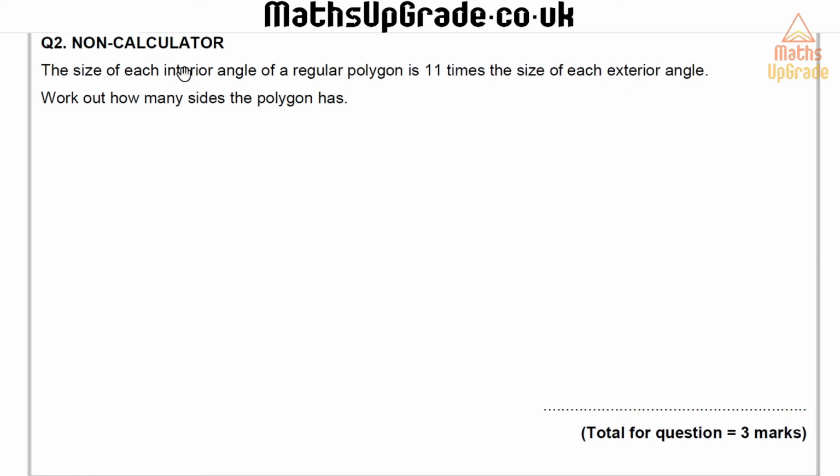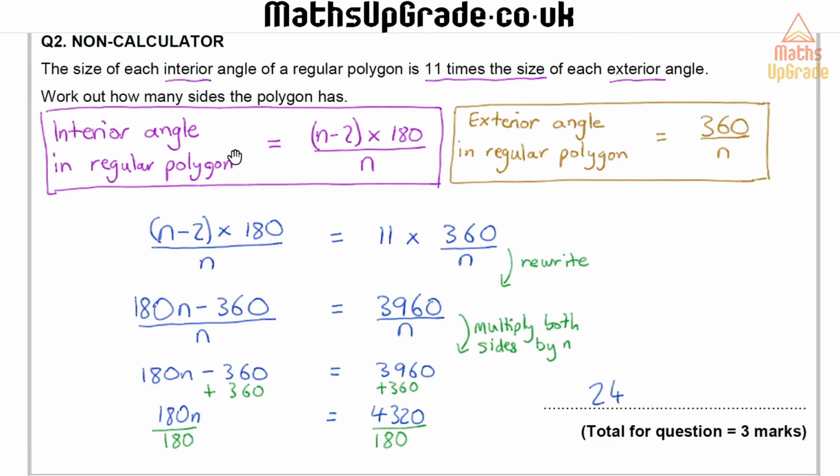Okay, so you need to know the two formulae here, and the two formulae are these two. So the interior angle in a regular polygon is the sum of angles divided by the number of sides, and the exterior angle in a regular polygon is always going to be 360 divided by the number of sides. So I'm told that the interior angle is 11 times the size of the exterior angle. So this expression here is going to be equal to 11 times that expression there. So that's where that equation comes from. I've equated them.